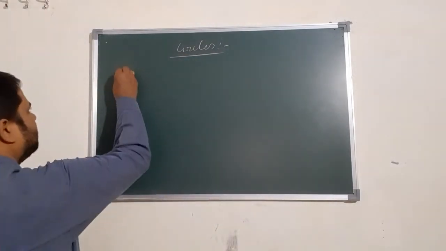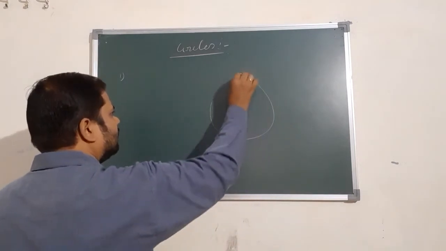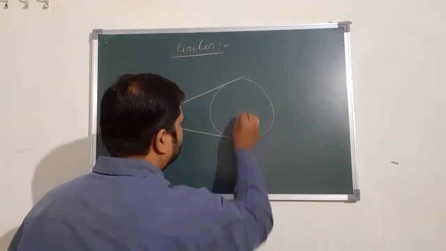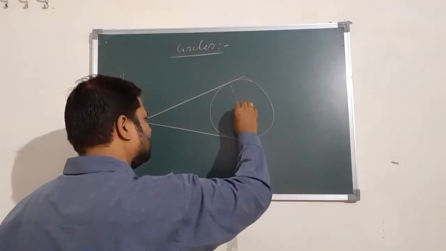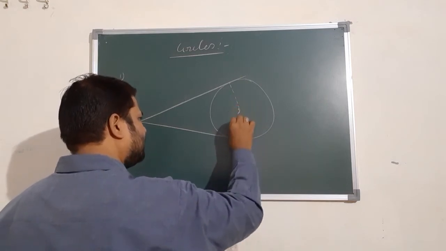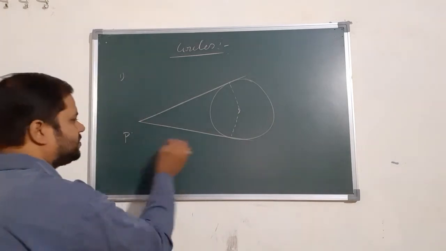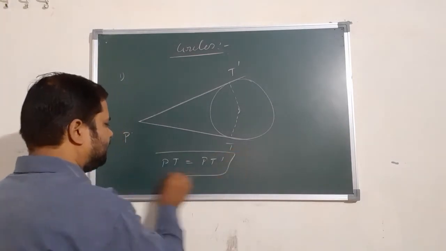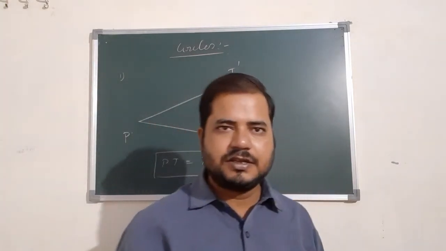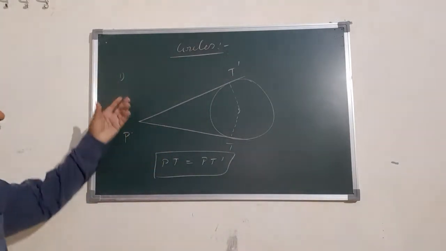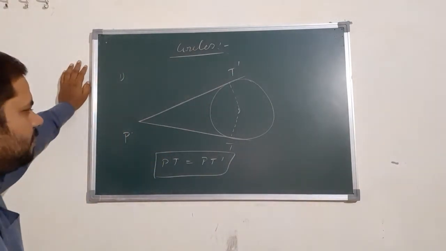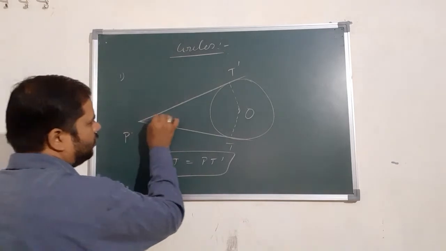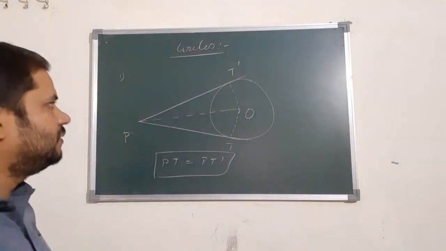So, next theorem, if we draw a pair of tangents from an external point, okay, then they are always equal, that means PT is equal to PT dash. We have already given the proof of this theorem in the last lecture, so you always remember, if we draw a pair of tangents from an external point, then they are always equal, okay?